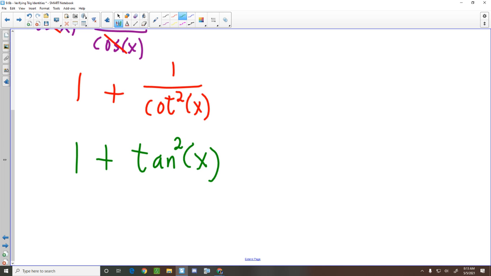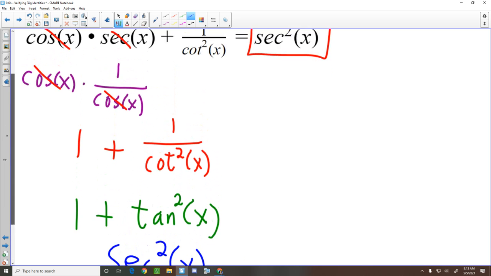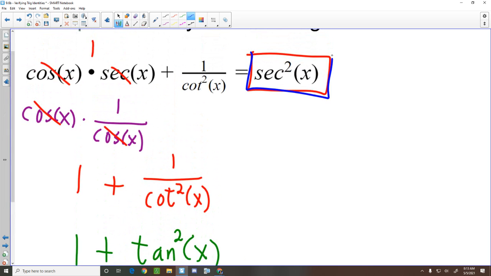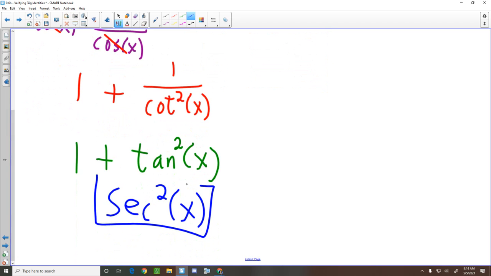If you have those Pythagorean identities in your notes to reference, do you see something that looks like 1 plus tangent squared? We do. What's 1 plus tangent squared equal to? That's right. So this 1 plus tangent squared, I could just write as secant squared of x. Now at this point, go back and look at the top. What was my goal? My goal was to rewrite this whole left side as a secant squared. And now check it out. I've done that. I got the left side to look like the right side by simply applying these various trig identities.